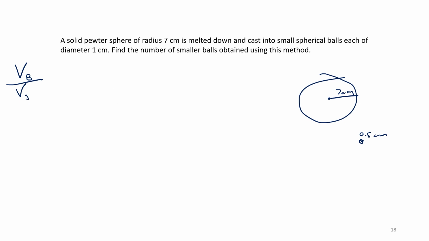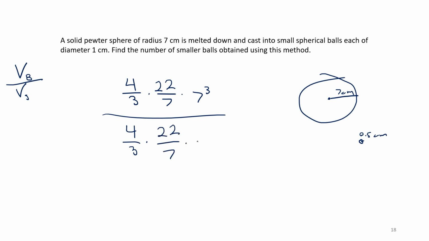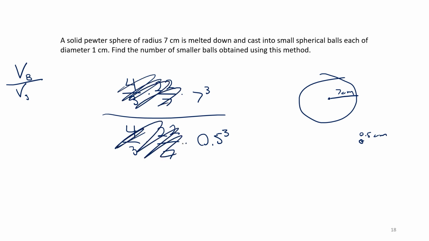Pretty simple, right? And that looks like 4 thirds times 22 over 7 times r cubed, so not r, 7 cubed, over that same thing, 4 thirds times 22 over 7 times 0.5 cubed. And because these are all singular terms, and these parts are the exact same, you can think of them as coefficients, they can cancel out. It'd be like if we had pi and pi. They cancel. Exact same deal. So we're really just doing 7 cubed over 0.5 cubed.